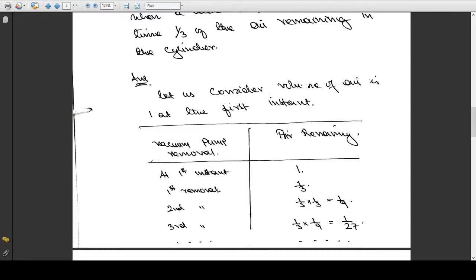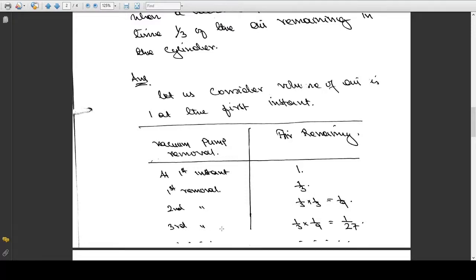At the first removal of this vacuum pump, the air remaining is 1/3 of the air present. At the second removal, 1/3 of the air present. Here the air present is 1/3, and 1/3 of 1/3 is 1/9.